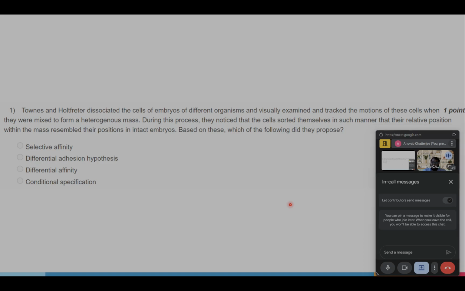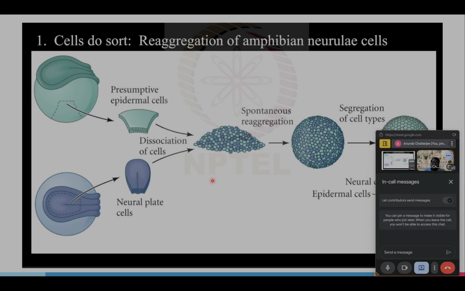What exactly was the Townes and Holtfreter experiment that they did? So these people were looking at how cells associate themselves after they have been taken out of their original embryonic context. So they were working with Xenopus embryos, and a good thing about Xenopus embryos is that if you take a tissue from the Xenopus embryo and put them into an alkaline solution, then the cells by themselves dissociate and form single cells. So they are no longer associated as a tissue.